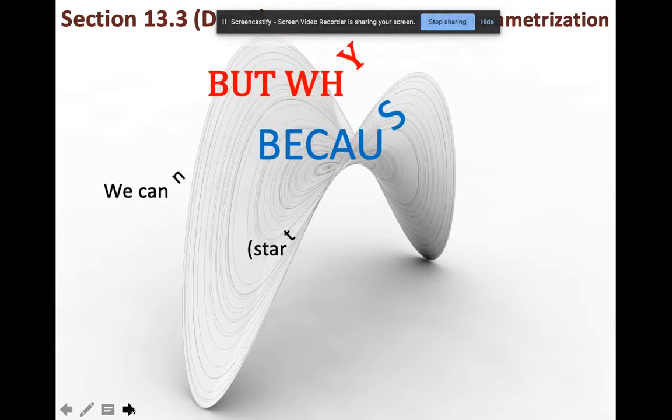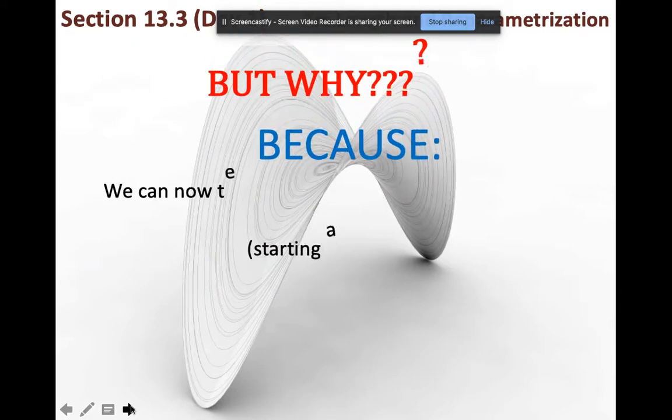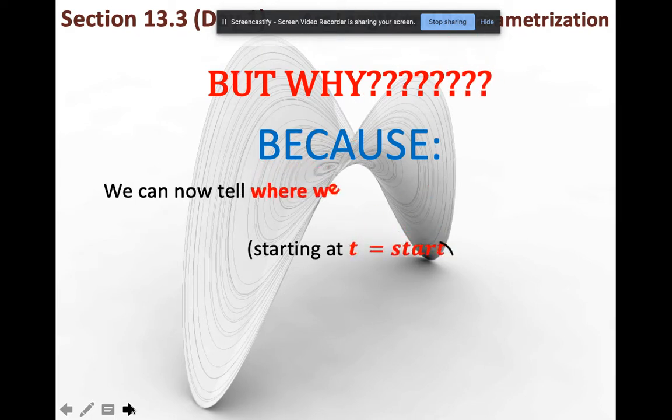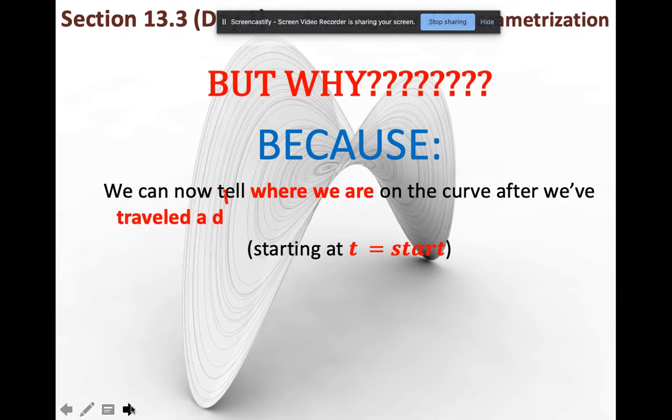And you might want to say, why, Ms. Getz? Why would we do such a thing? Because now we get position, right? Like if I know how far I've gone, where am I on a curve after I've gone a certain distance? That's what the reparametrization does for me.